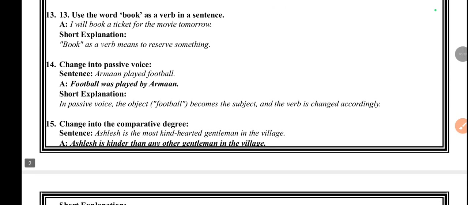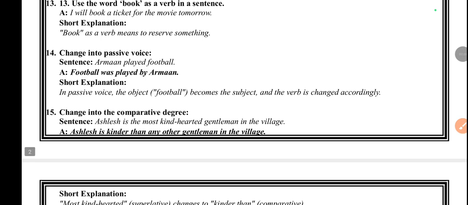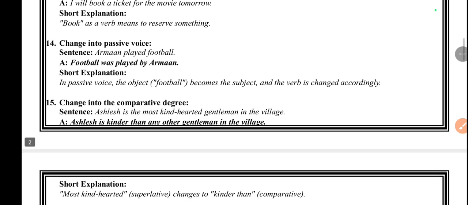Question number 13. Use the word book as a verb in a sentence. I will book a ticket for the movie tomorrow. Here book means to keep, to reserve. Book as a textbook is different, but this book as a verb, they asked. Book is a verb, it means to reserve something.